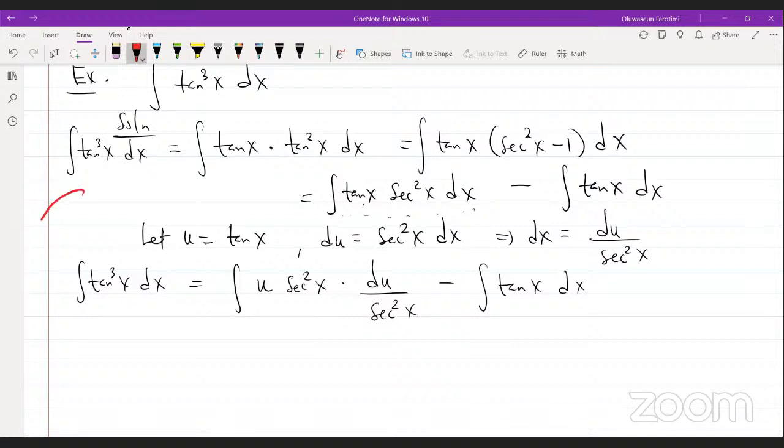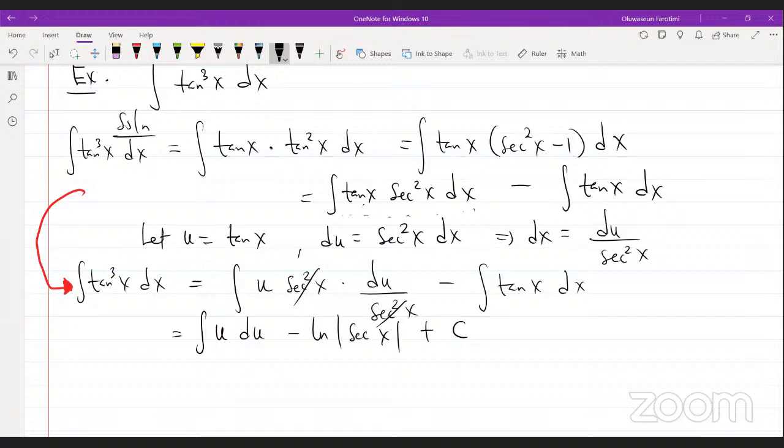So what are we doing? We're coming from here to here. This knocks off this, so you have the integral of u du. If you integrate tan x, you would have ln of the absolute value of secant of x plus c. We're almost there, guys. What about the first part? You have 1 over 2 u squared minus ln of secant of x plus c.